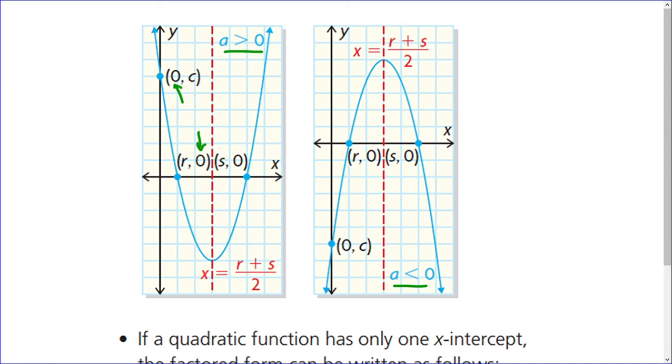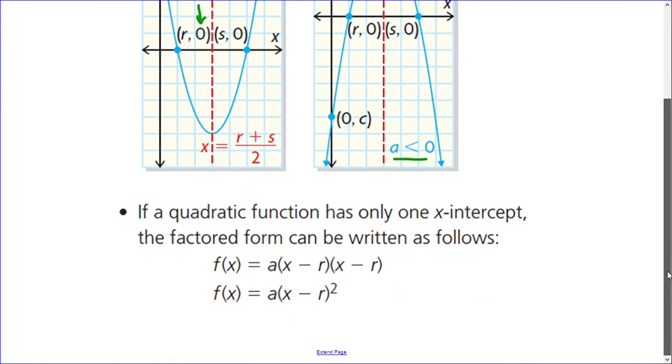So all of a sudden there's a lot of different parts that we can take from this and use to our advantage. If a quadratic function only has one x-intercept, and we ran into that problem earlier, the factored form can be written basically by taking these two factors together and just saying that they're squared. And so that just shows that there's only one root in the equation, where it only crosses the x-axis at one spot.